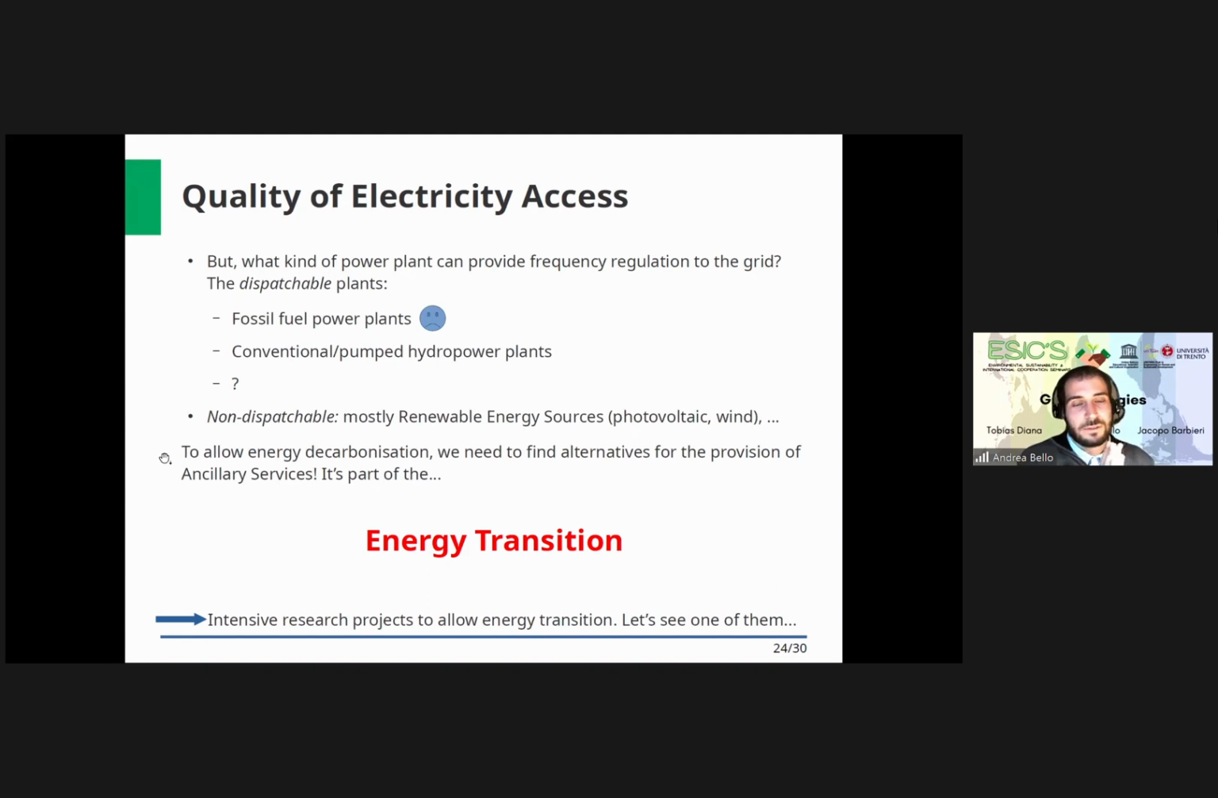So this is the point. To allow an energy decarbonization of our system, we need to find an alternative way to provide these services instead of using fossil fuel power plants.